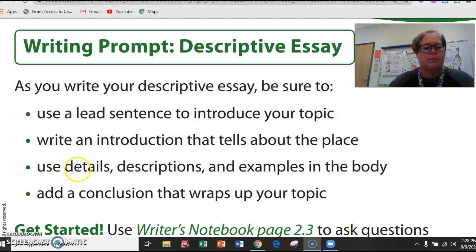Right here it says use details, descriptions, and examples in the body. That means I want details, details, details. Tell me everything about your grandparents. Your essay should be at least 4 or maybe 5 sentences or more. Describe what their house looked like. Describe what they look like. Describe why you love them.